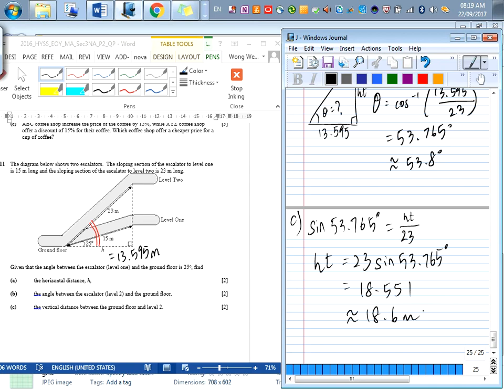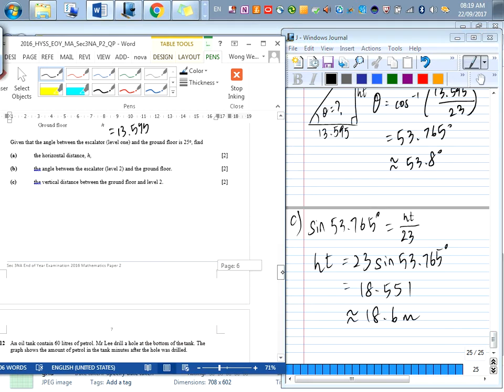Those who did it in other ways, I'm sure you also got this answer if you did it correctly, whether it is Pythagoras or tangent. Why Pythagoras faster? Yeah, it's quite fast. Just take the sum of the squares and then we square root it.